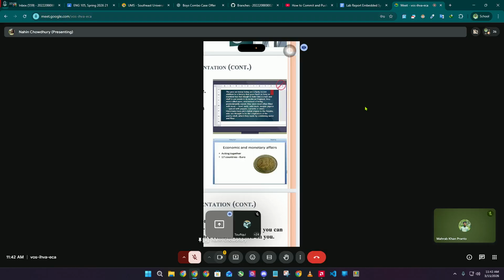এখানে যেরকম economic and monetary affair, এটা নিয়ে কথা বলছে, so they have used a coin here, euro. They are talking about euro, so they have put a picture of euro in here, which is very much related to the information that the person is giving.